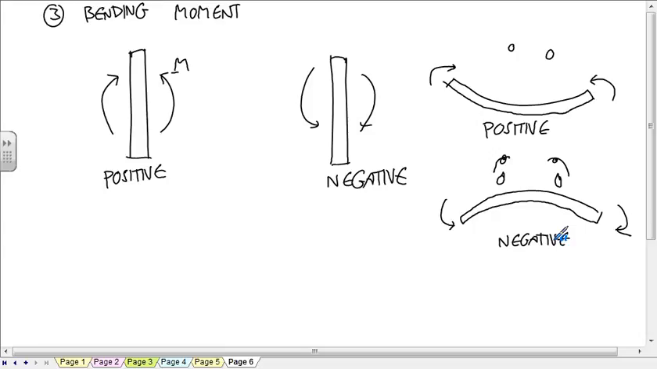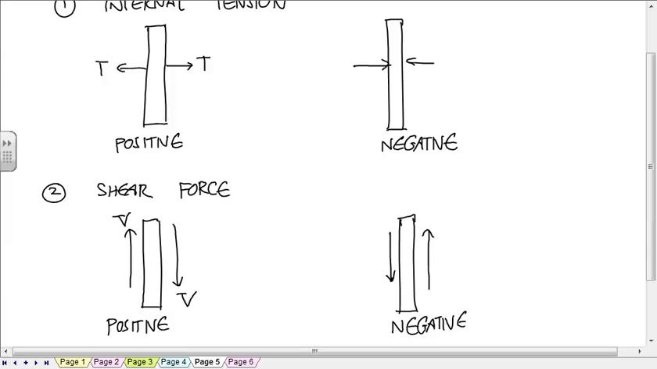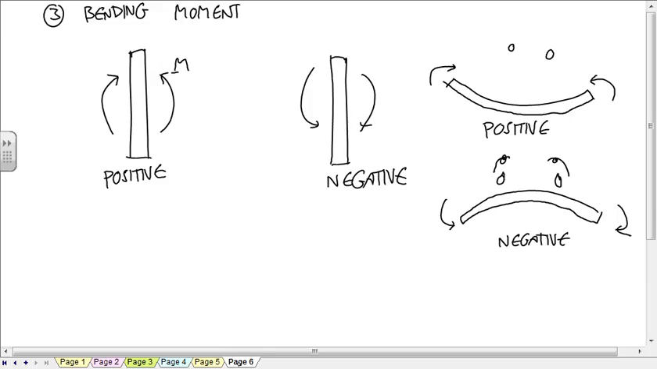All right, so what this means, I said this a minute ago, is if you're working from the left, then you're dealing with the right surface. And so a positive internal tension is a horizontal force pointing to the right. And if you're working from the left, a positive shear force is down. And from the left, a positive bending moment is counterclockwise.